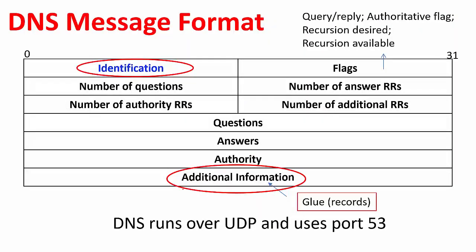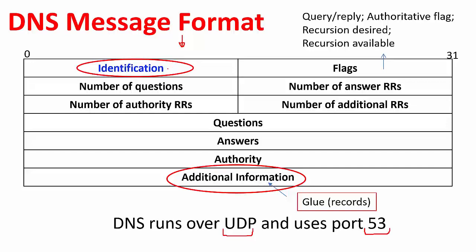So here is the DNS message format. Remember that DNS is an application layer protocol that runs over UDP and it uses port 53. So this is what DNS is generating, and it will pass it down the protocol stack. Then you add a transport layer header, network layer header, and so on. So what are the fields that are part of this DNS message?